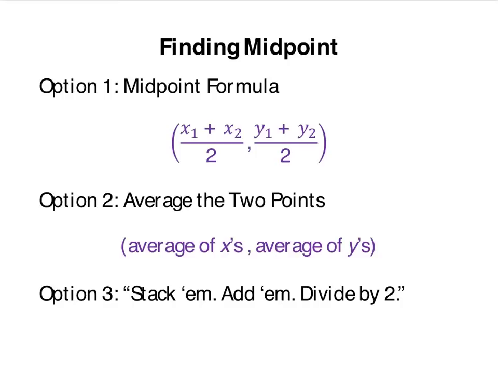Option number 1 is using the midpoint formula displayed here. So x1 plus x2 over 2, comma, y1 plus y2 over 2. If you notice, this is the same thing as averaging the 2 points. So if I take the average of the x's and the average of the y's, I would get the same point. We can also use the phrase stack 'em, add 'em, divide by 2.